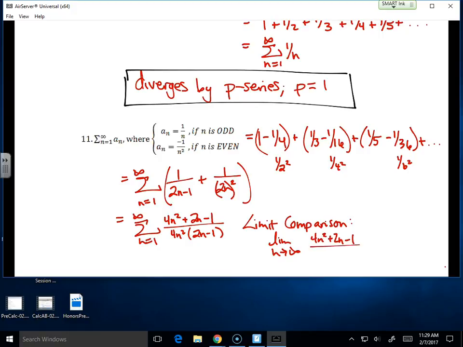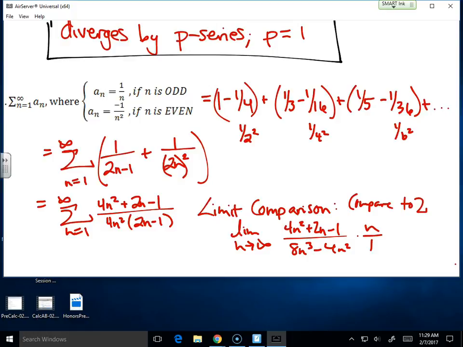Because the n squared and n cubed we can think of. And then we cancel. So that'd be an 8n cubed minus 4n squared, right? Times n over 1. So we're comparing to 1 over n. And then we can factor out n squared.